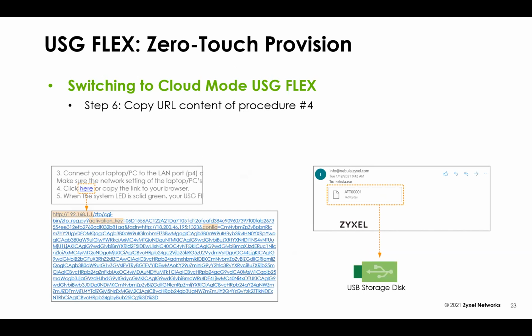Now, this link is an activation key. It stores all the information. It's encrypted, but it stores all the information in regards to your IP address, if you're doing static IP, or if you have a dynamic IP address, or if you're using a VLAN. So you have the choice of using the USB disk storage option or using the link.